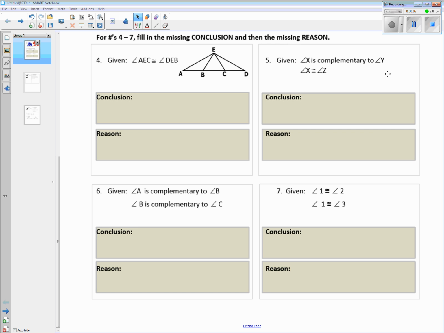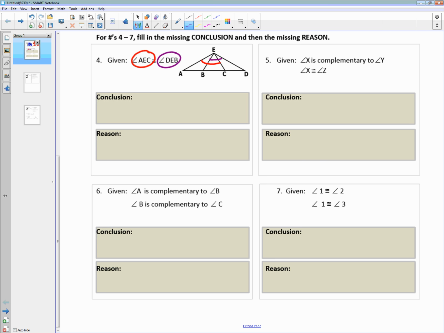Now in 4 through 7, we want to make a conclusion and state the reason from what's given in the diagram. So it always helps to mark your diagram. If angle AEC, which is here, is congruent to angle DEB, which is right here, we have those two overlapping angles. Now, if I was to subtract out this middle piece here, what I'm left with is angle AEB is going to be congruent to angle DEC.